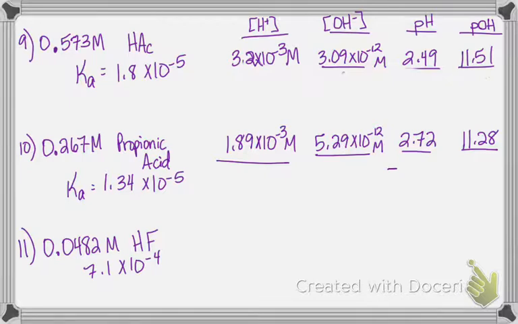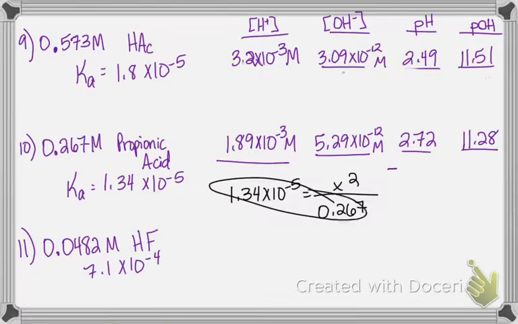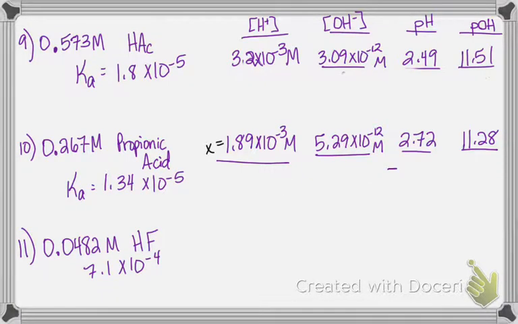I'm going to write the work down here. I said the Ka, 1.34 times 10 to the minus 5 is equal to x squared divided by 0.267. Cross multiply, then take the square root. And that's what I got for x, 1.89 times 10 to the minus 3. Okay, now pause the video and you work the HF.